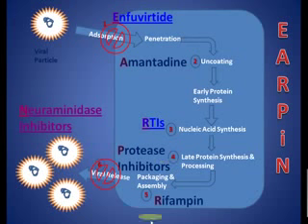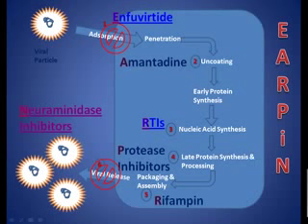Next is rifampin. This prevents the packaging and assembly. And finally are neuraminidase inhibitors. They prevent the release of virus particles and are very useful in influenza A and B. Drugs like oseltamivir and zanamivir belong to this category. So enfuvirtide, amantadine, RTIs, which include NRTIs and NNRTIs, protease inhibitors, rifampin, and neuraminidase inhibitors. Let's see them one by one. But before that, I would like to show two things.